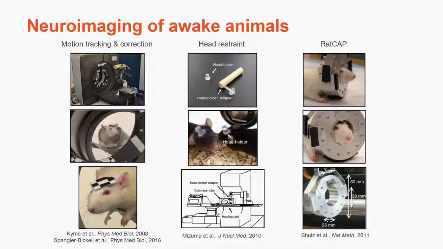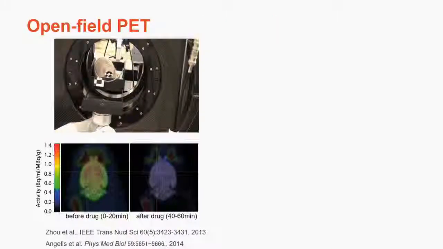So this obviously involves invasive surgery and a lot of training and acclimatisation as well. But the idea is that the detector ring is then supported by a counterbalance system, and you can do imaging of awake and, to some extent, freely moving animals. So there's some of the approaches.